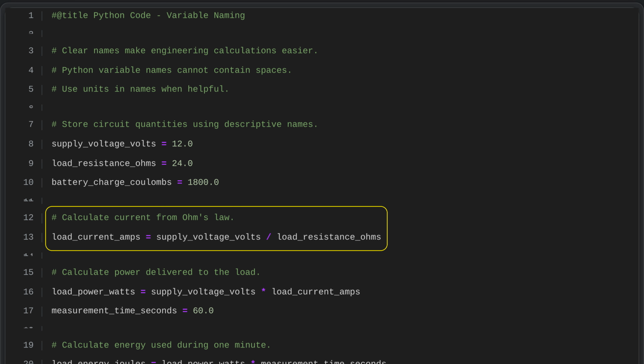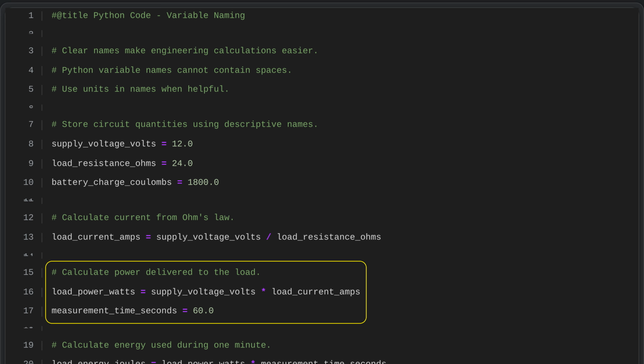Use Ohm's law to find the load current by dividing the supply voltage by the load resistance. The result gives the current in amperes and shows how much current the load draws for the given voltage and resistance. Power delivered to the load is found by multiplying the supply voltage by the load current, giving a result in watts. A measurement time of 60 seconds is then set for calculating energy use over that interval.